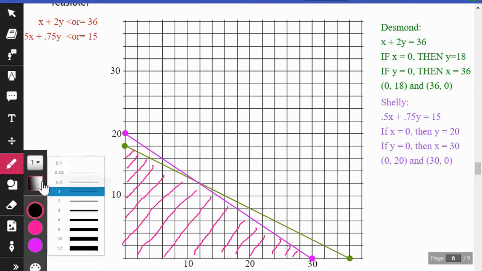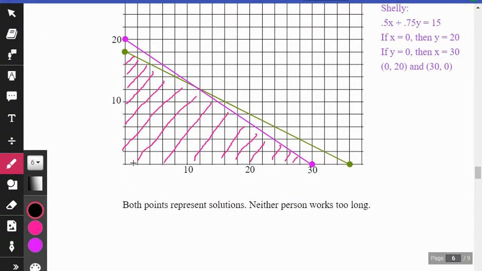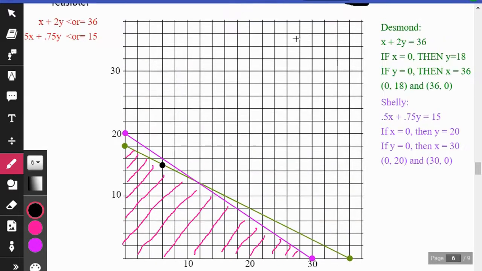I'll make it size 6, and we'll go up here and ask, what about (6, 15)? Where's 15? 2, 4, 6, 8, 10, 12, 14, 15. 15 is right there on the green line. So it looks like it works, doesn't it? Yeah. It's right on the edge for Desmond, but it's clearly below Shelly's. All right, so that works.